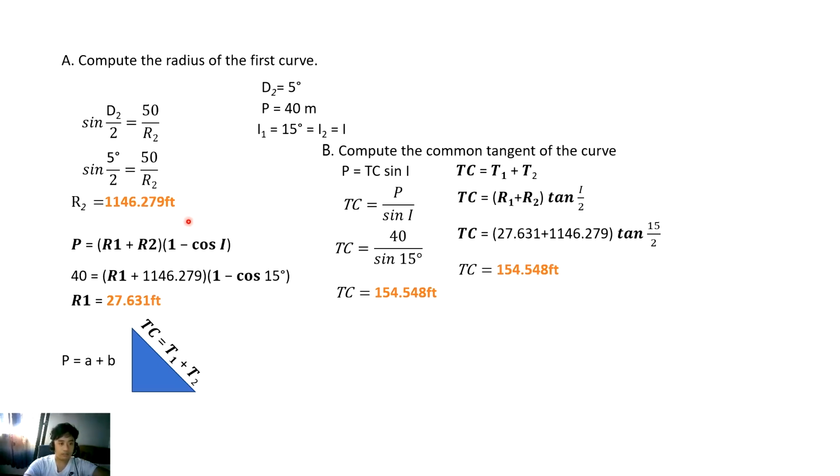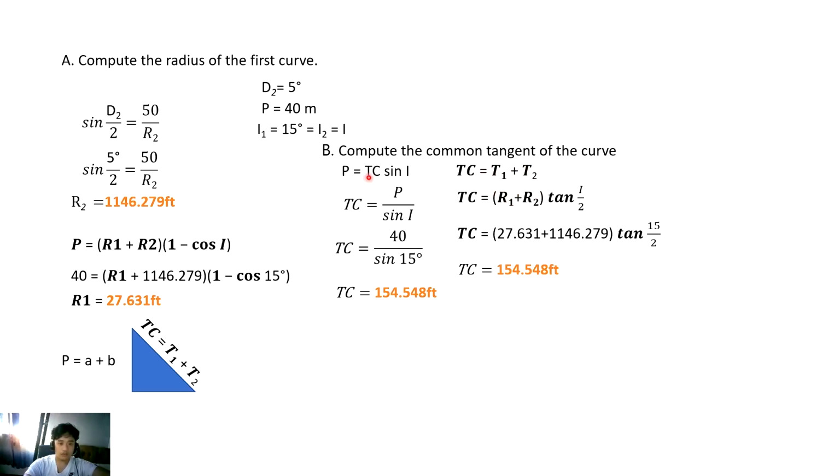Then, para makuha naman natin yung R1, we're going to use P equals to R1 plus R2 times 1 minus cosine I. So, substitute lang natin to. So, 40 equals to R1 plus 1,146.279, which is yung R2, times 1 minus cosine 15 degree, which is yung I. And we'll get the R1 as 27.631 feet.